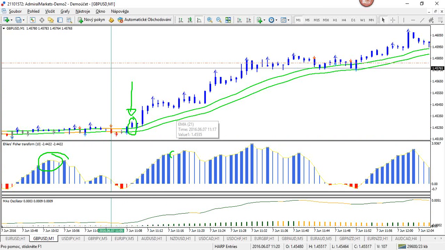Then the next one, we lose momentum here. That's the pullback. This is the second potential entry. We lose momentum here again. Here's the continuation. Third potential entry. Fourth. Fifth. Sixth.